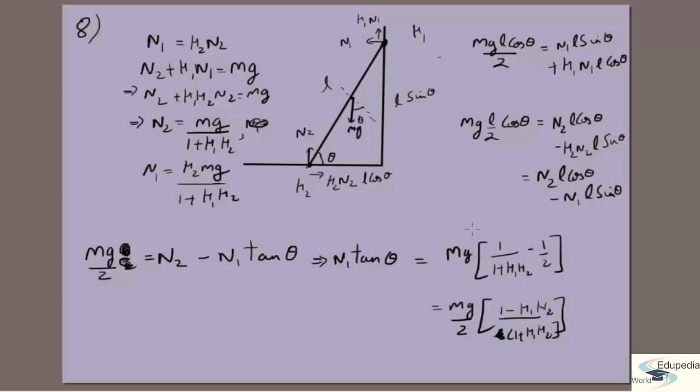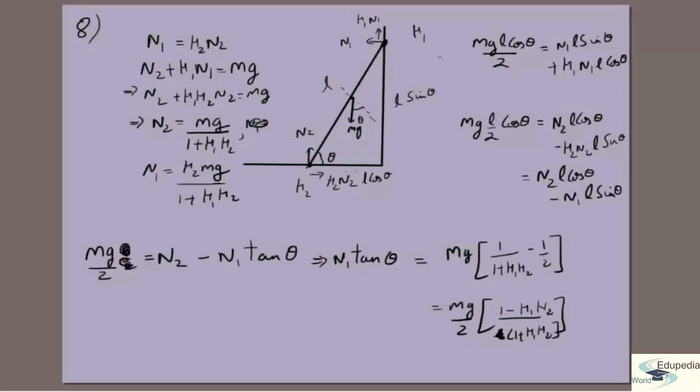Right? Now let's start looking at the options. First of all, we can just see from intuition that mu2 cannot be 0. If mu2 is 0, then there is no way that this will stay in equilibrium because this side will have to slip. A more rigorous way of looking at that would be, if mu2 is 0, then N1 will be 0. If N1 is 0, then mu1 N1 is 0, which means about this point, the only torque acting will be that of mg. So it cannot stay in rotational equilibrium, means it cannot stay in equilibrium.